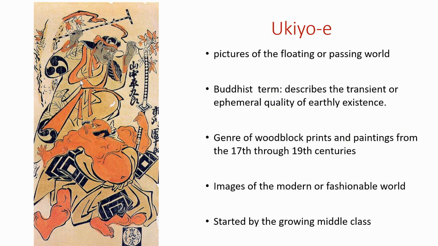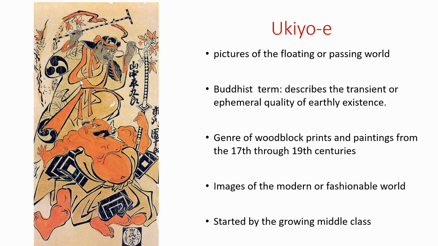Okay. So the next slide I have talks a little bit more about a very important influence on Impressionism, and that is ukiyo-e. Ukiyo-e comes from Japan, and the term means pictures of the floating or passing world, and it has to do with an idea in Buddhism which we don't have the time to get into right now, but it talks about the transience of life. And if you remember, the idea that the Impressionists are trying to capture a moment in time very much aligns with the idea of ukiyo-e.